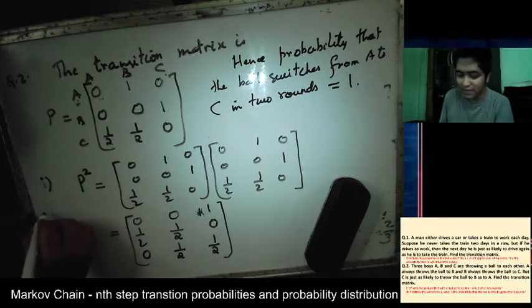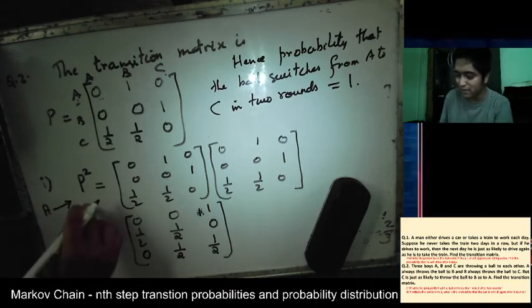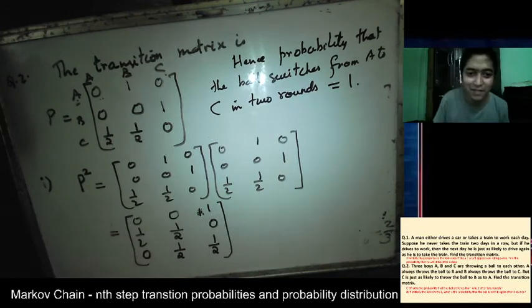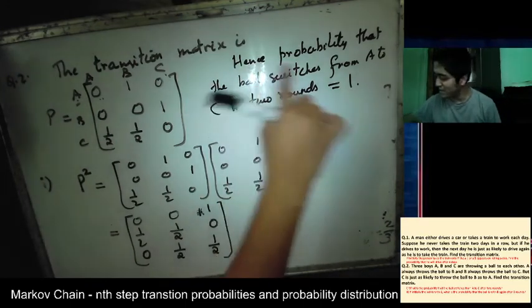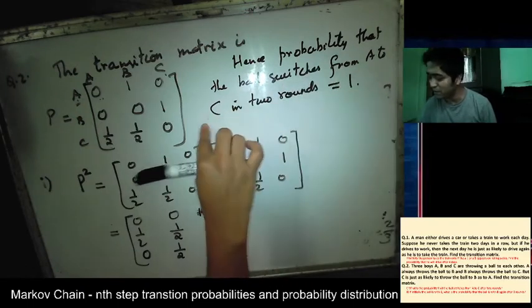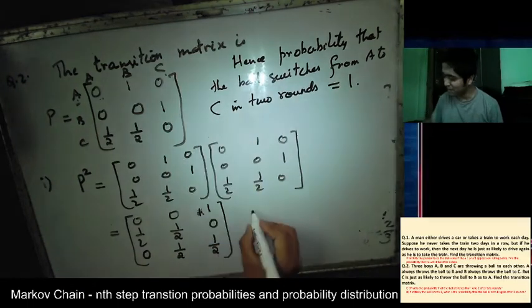Okay, if initially the ball was in A, after 1 round it will be somewhere else. But this is actually very interesting. Just take a look. It is guaranteed that after 2 rounds the ball will reach from A to C.